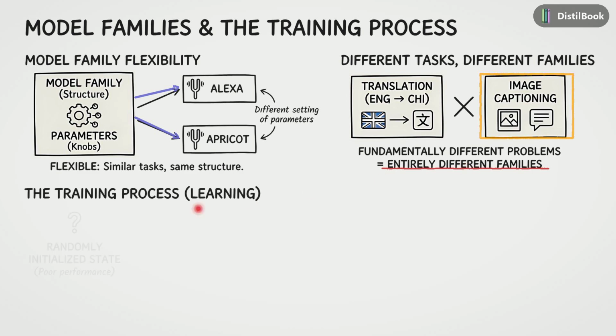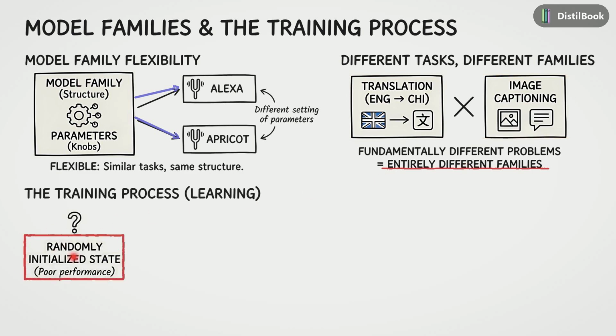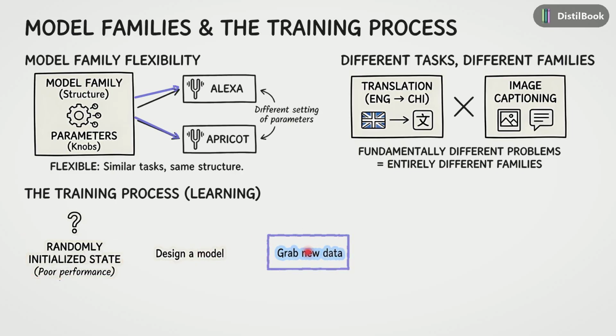When we start, we begin with a randomly initialized state. At this point, the knobs are set to random positions, so the performance is poor. It won't recognize anything effectively. We then enter this design phase to create our model instance. The learning happens in an iterative loop. First, we grab a batch of new data. In our case, this consists of audio snippets with yes or no labels.